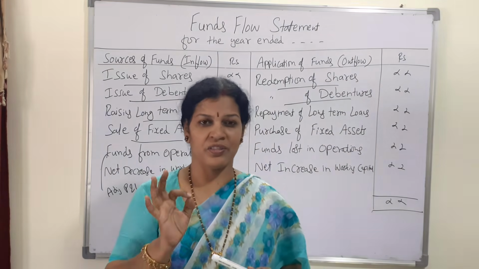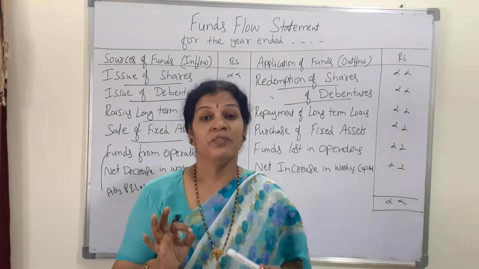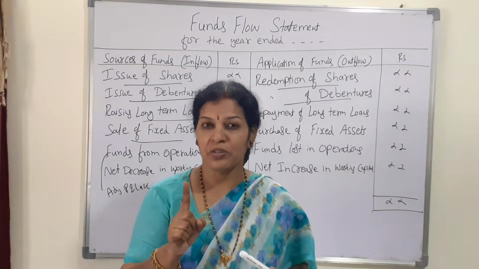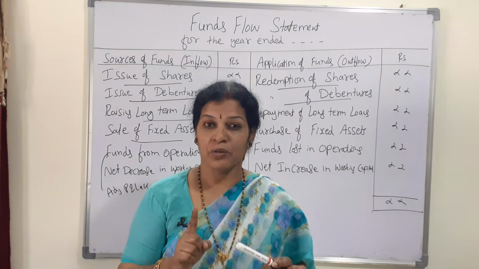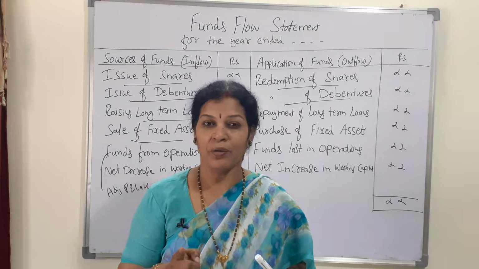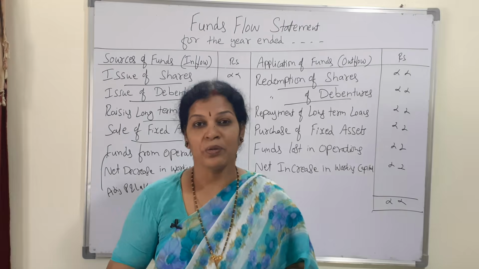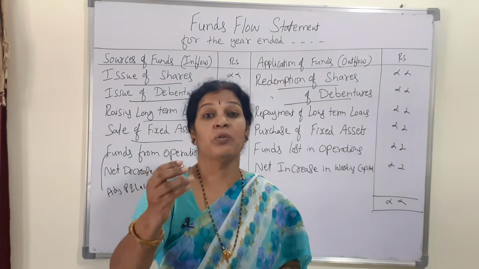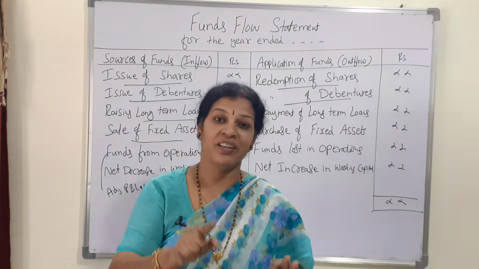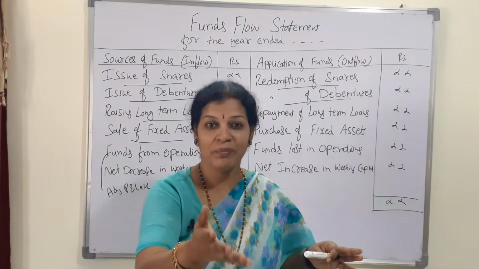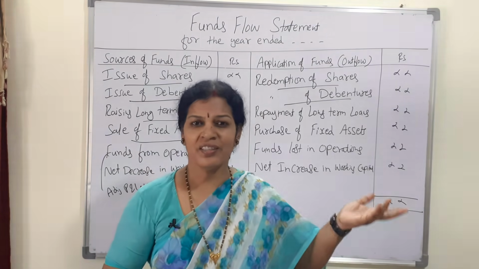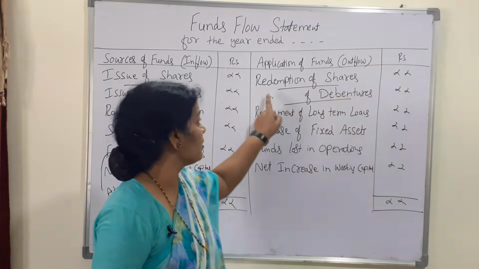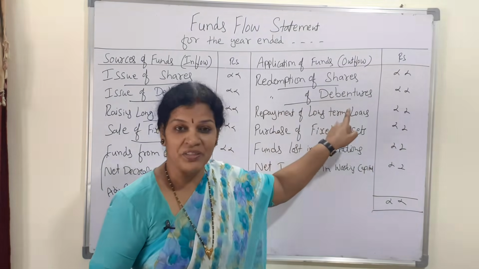Got it? Suppose, I'll give you another example. Say we have 1000 crores of shares with us, and we are not utilizing them properly. Out of that, 50,000 crores we want to give back to the shareholders. We don't want them, that is called redemption. It means we are giving back to the shareholders. Then it's an application, meaning money is going outside. So that is redemption of shares, redemption of debentures.